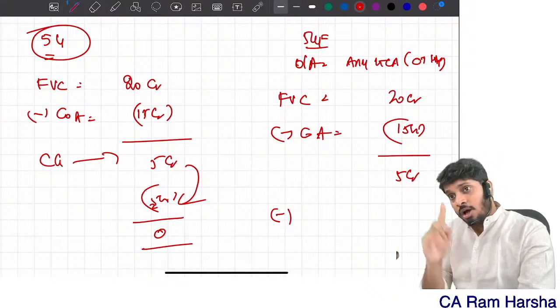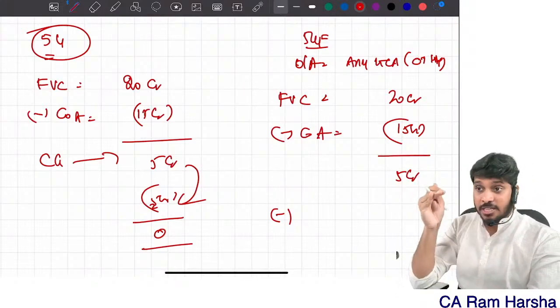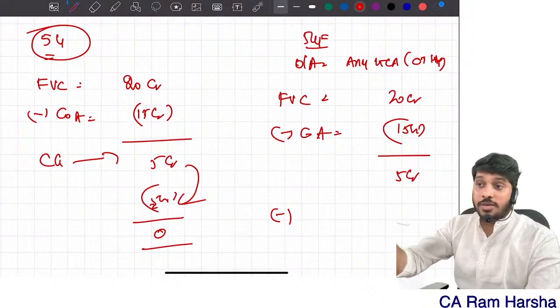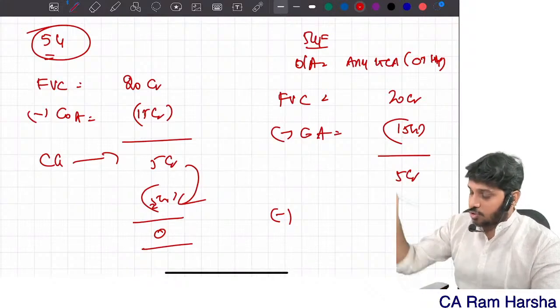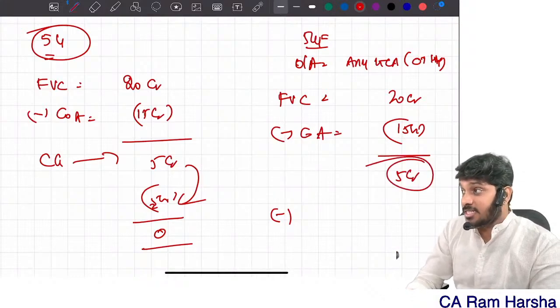Whereas in 54, the original asset is house property, and the investment is also in house property. Whereas in 54F, the original asset is any asset other than a house. The asset you are going to purchase must be a house. Now, you need to purchase house property in order to claim exemption.